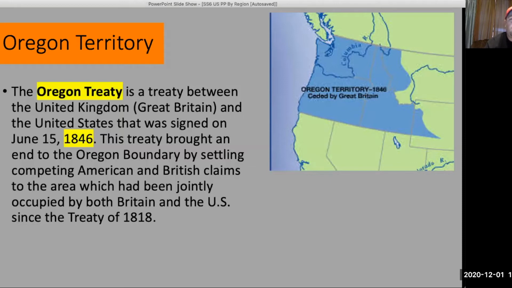The Oregon Treaty is a treaty between the United Kingdom, or Great Britain, England, right, and the United States that was signed on June 15th, 1846. This treaty brought an end to the Oregon boundary dispute by settling competing American and British claims to the area, which had been jointly occupied by both Britain and the U.S. since the Treaty of 1818. Okay, so what did Great Britain actually gain out of this? Well, Great Britain ends up owning the area north of our border here, in Canada. All right, so that became British territory, and we took Oregon, Washington, and Idaho.